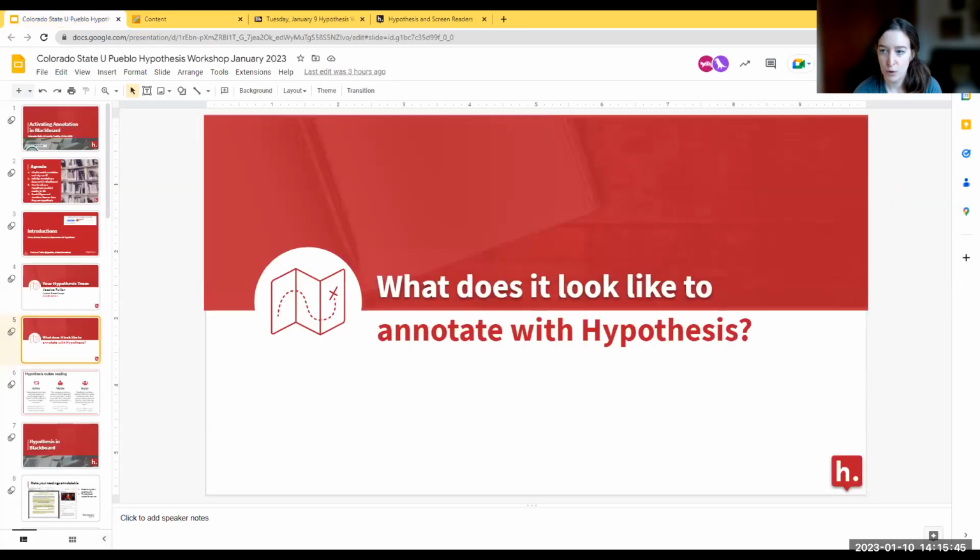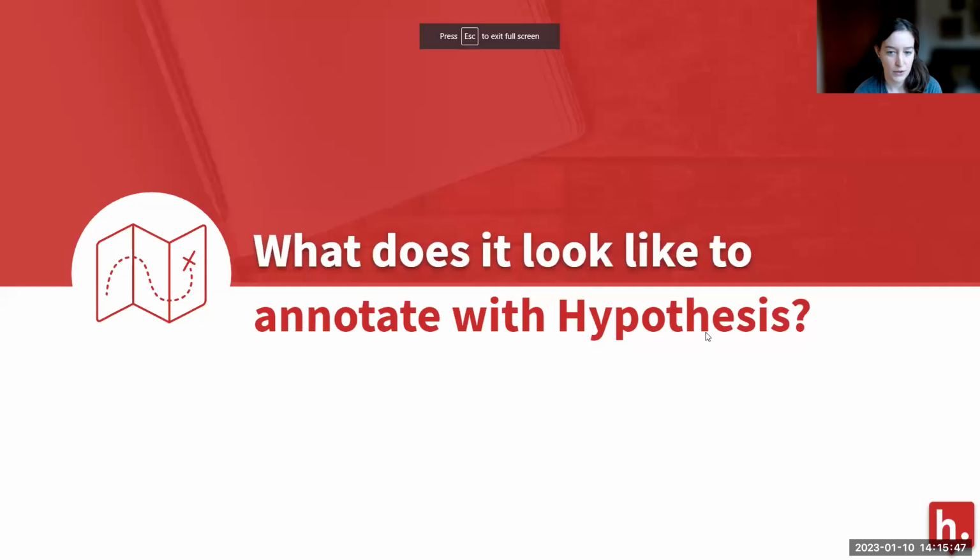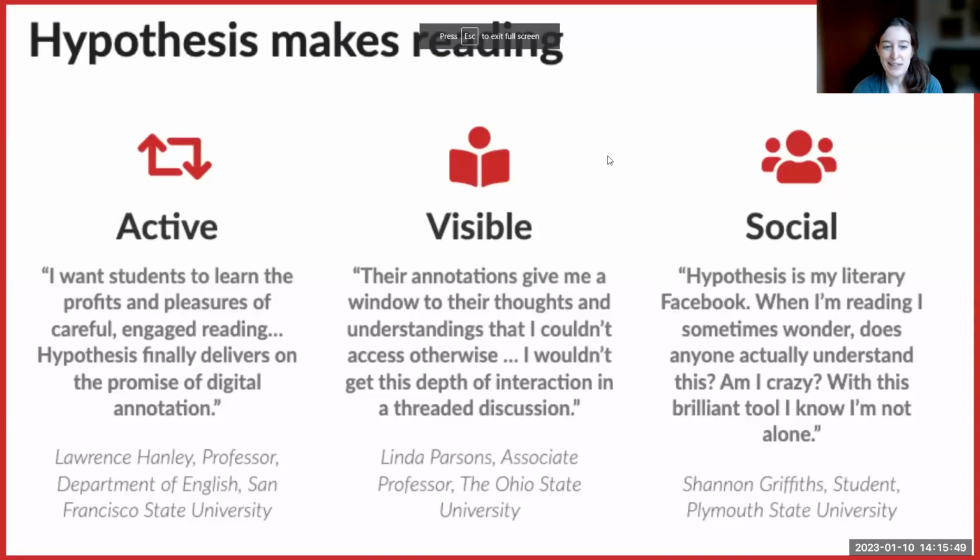So popping back over into my slide deck here, we like to say that there are 3 tenets of Hypothesis, or 3 things that it really accomplishes in your classroom with students. When it comes to students reading, social annotation helps make student reading more active, more visible, and more social. I'm going to briefly touch on each of these things and then invite everybody to practice some annotation together.